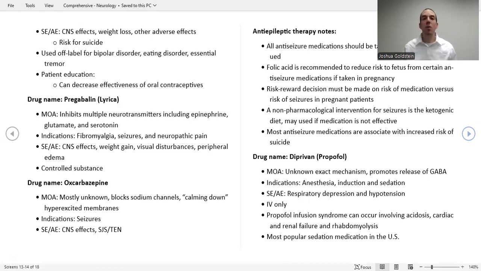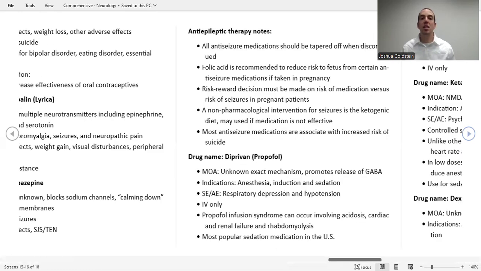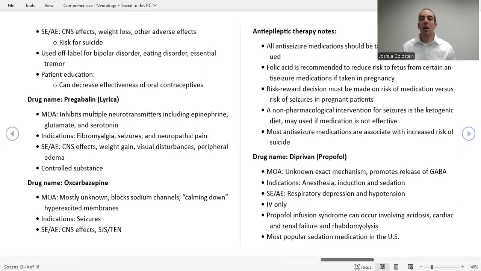There is something called propofol infusion syndrome. I don't know that you get tested on this at the RN level, but I threw it in here anyways. And that can occur, and it involves acidosis, cardiac and renal failure, and rhabdomyolysis. So if you see any of those on a test, it's guiding you towards recognizing propofol infusion syndrome. This medication is also something that you need to be watching the patient very carefully. It is only used in the ICUs or other high acuity units.